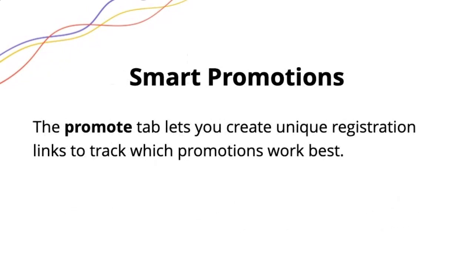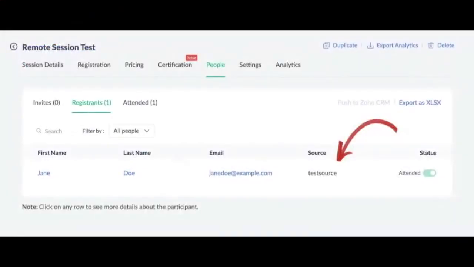Okay, so smart promotions. You can actually track the source of where your webinar registrations are coming from. The way that you're going to want to do that is using the Promote tab when you're setting up your webinar. Let me switch back into the screen share and I'll show you real quickly what that is like.